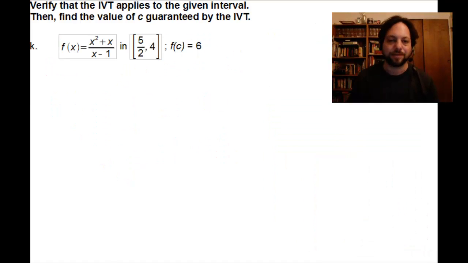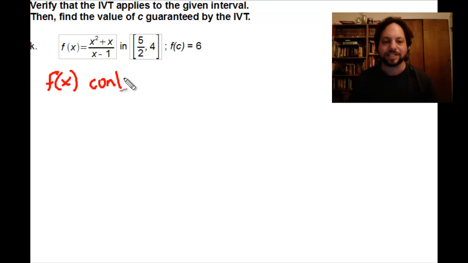And our last example is pretty much just a rehash of our previous example, where we're just going to check some conditions and see if the IVT applies to this. So let's go ahead and begin. We do have this rational function, and we're looking on this kind of nasty interval. But is f of x continuous on that interval? Now we need to be careful here.